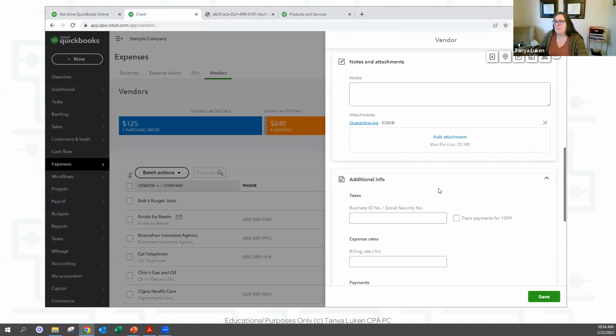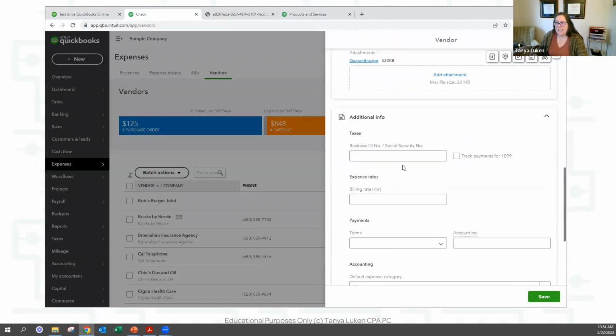Okay. This part for taxes, this is where you would put in their social security number or tax ID number.